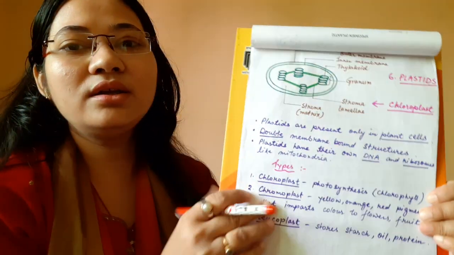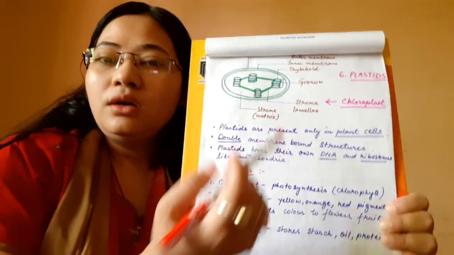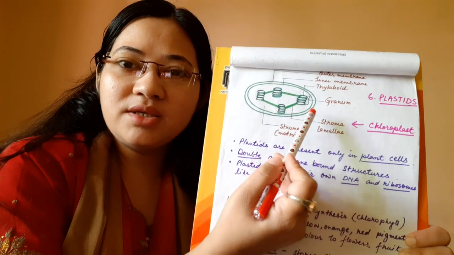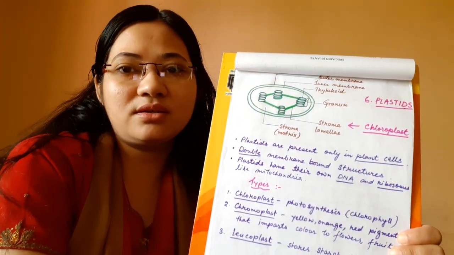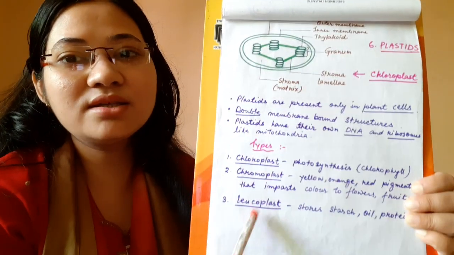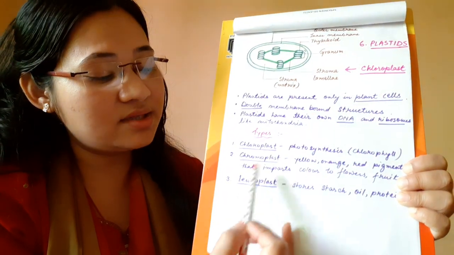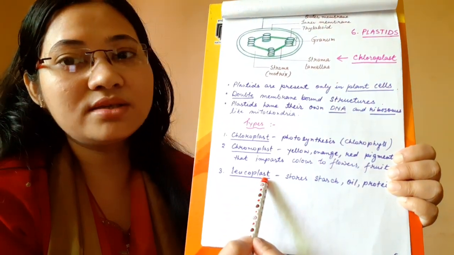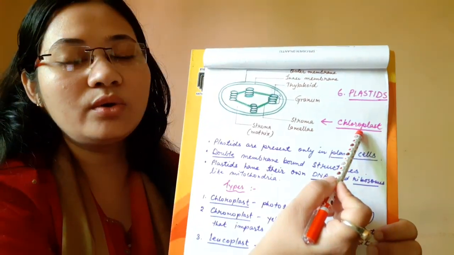Now let us see our next important cell organelle, that is plastids. You already know that plastids are present only in plant cells. Animals do not have plastids. Here I have drawn the structure of a chloroplast. Plastids are of three types: chloroplasts, chromoplasts and leucoplasts. So here I have drawn a chloroplast.